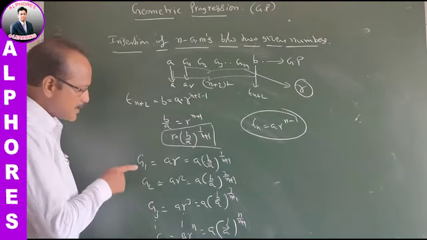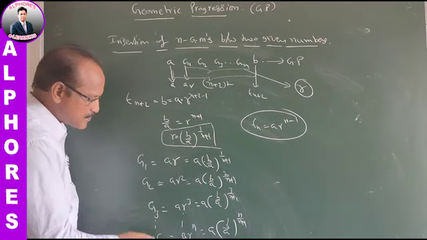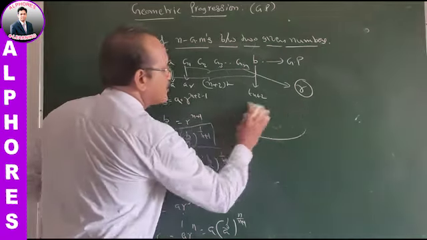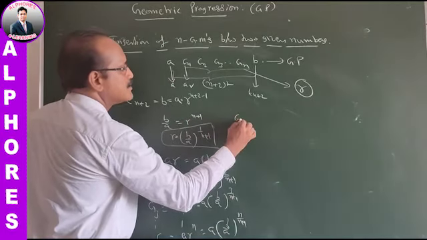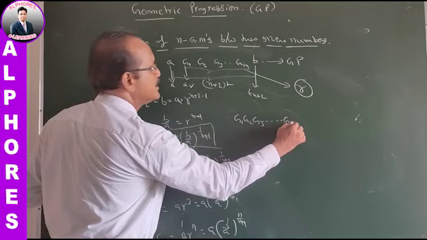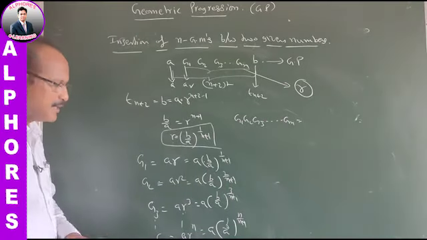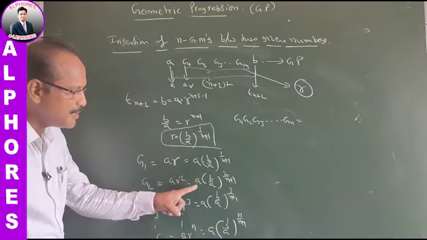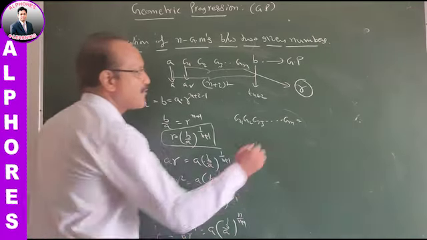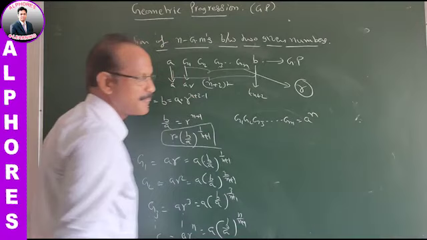Now we are going to take the product of all these values. Here G1 × G2 × G3 × ... × Gn is given by a × a × a × ... up to n times. That is, its value is a^n.